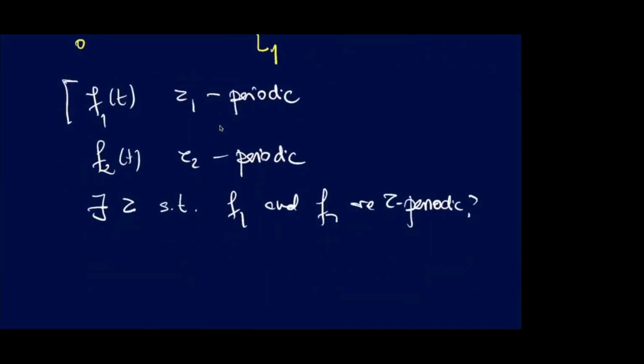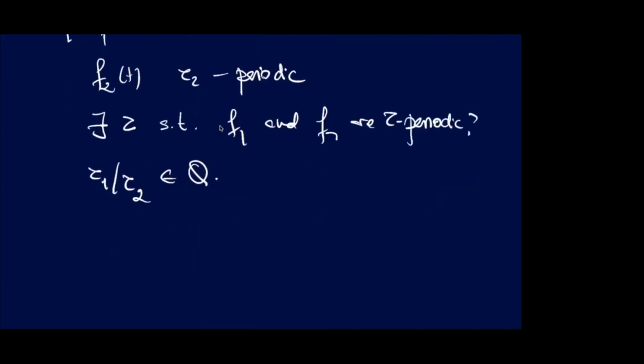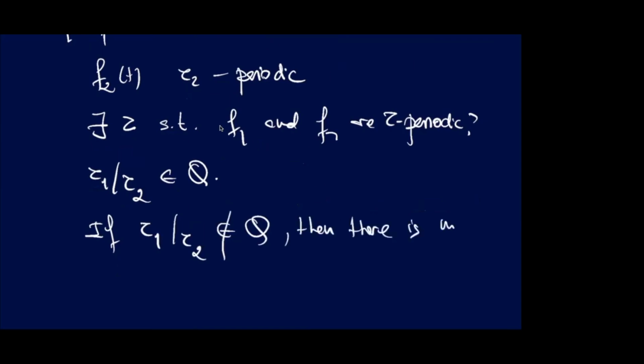Well, so in general, not, right? The existence of such a tau depends on whether tau1 over tau2 is rational or not. So if tau1 and tau2 are mutually rational, in the sense that the ratio is rational, then there is a common period, right? But if tau1 divided by tau2 is irrational, then there is no common period.